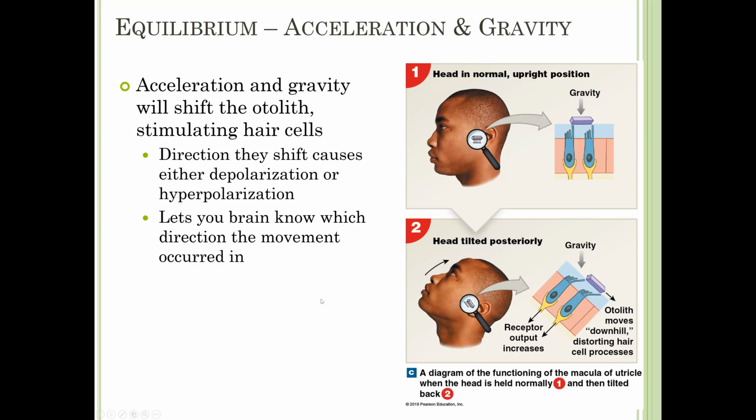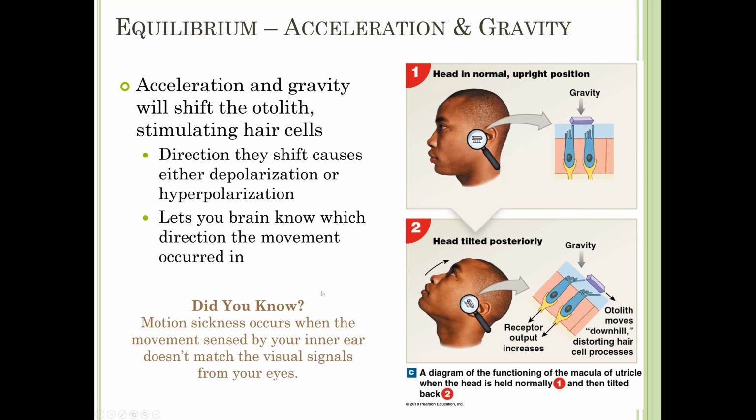And just a final little aside in this section, motion sickness occurs when the movement that is being sensed by the vestibular area and the semicircular canal area of your inner ear does not match the visual signals that come from your eyes, but we're still not sure why it affects some people much worse than others, and some people aren't affected at all.